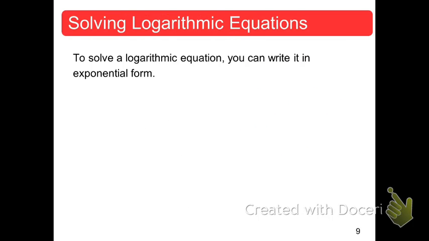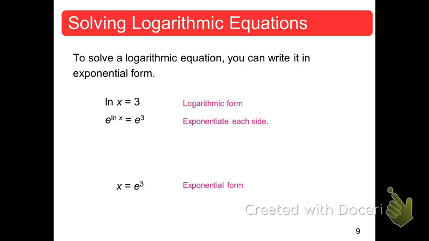And so let's look at solving log equations by writing them in exponential form. Okay? So if we have natural log of x is equal to 3, and we exponentiate each side, which is e raised to the natural log of x and e raised to the 3, of course our left side becomes just x, which is equal to e to the 3.